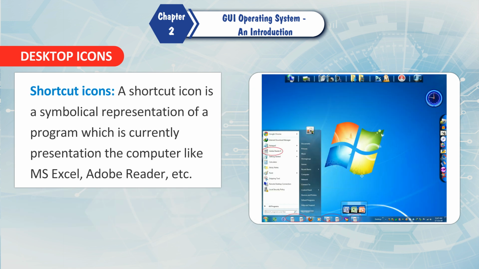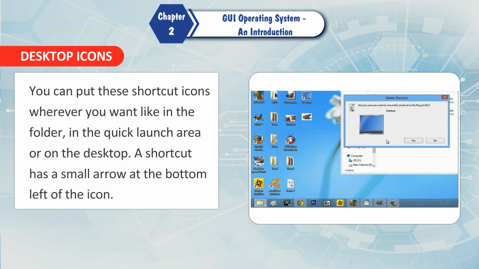Shortcut icons. A shortcut icon is a symbolical representation of a program which is currently present in the computer, like MS Excel, Adobe Reader, etc. You can put these shortcut icons wherever you want, like in the folder, in the quick launch area or on the desktop. A shortcut has a small arrow at the bottom left of the icon.